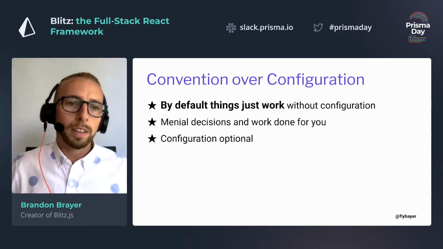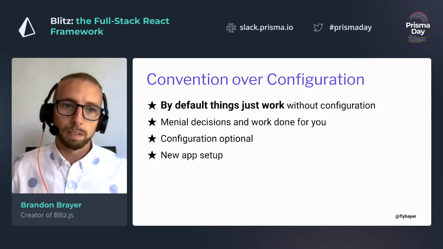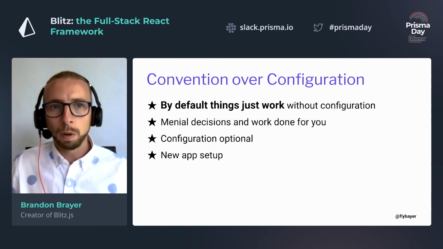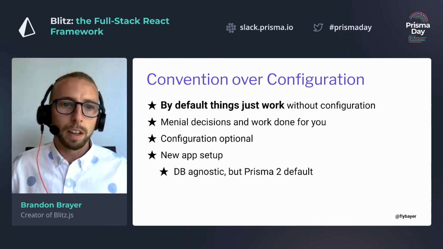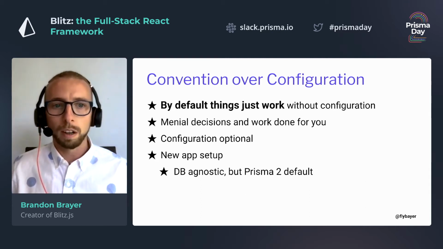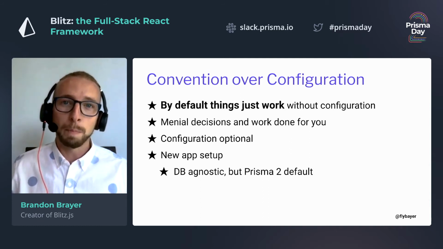This doesn't mean that there's no configuration. It means that configuration is optional. I already talked briefly about the new app setup. This is one area where the convention is pretty noticeable. And Blitz is database agnostic, so it will work with any database, any ORM, any database client. But Prisma 2 is the default because we think it's the best for most people.